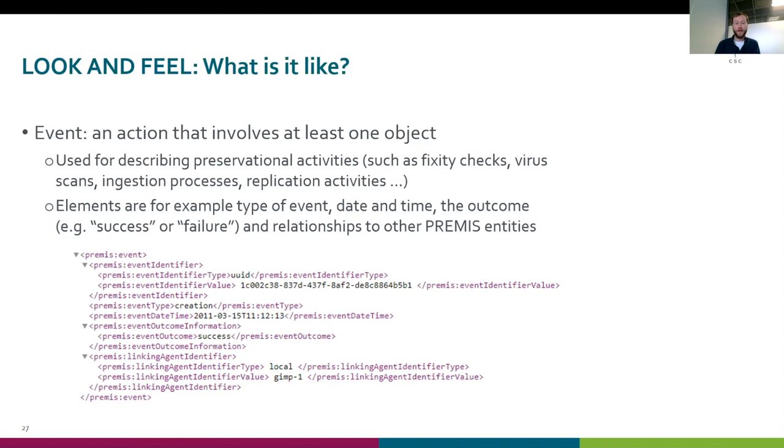And elements to describe an event can be the event type. The date and time obviously is important. The outcome of the event and relationships, for example, to objects and agents. And here below you can see a typical event described, a creation event using GIMP to create probably the PNG file that we saw earlier on.